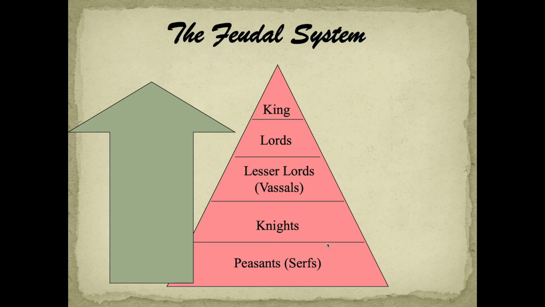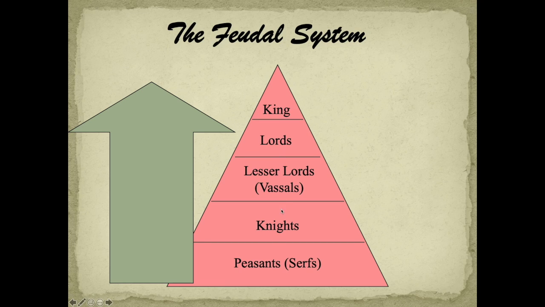I'm going to show you different pictures of what a manor looked like and how that system worked. You had lesser lords who were vassals. The king was on top, but the lords ruled a lot of portions of the lands given by the king, and the vassals were given land by the lord, and they had to rule that land.